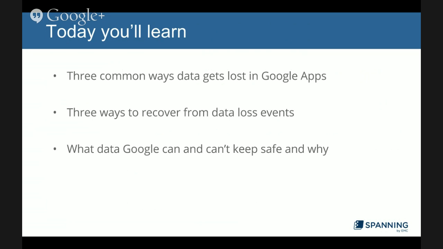In today's webinar, we'll talk about common ways data gets lost inside of Google Apps. It doesn't have to be fully deleted from the environment. There are lots of ways data can get lost, and we'll go over 3 specific use cases. We'll also talk about 3 ways to recover from those data loss events. What's the fastest way to recover? What's the best way to recover with all of the information necessary for your organization to continue working? And finally, what data Google can and can't keep safe and why, and what their SLAs say related to data protection and application service. We'll cover those as well.